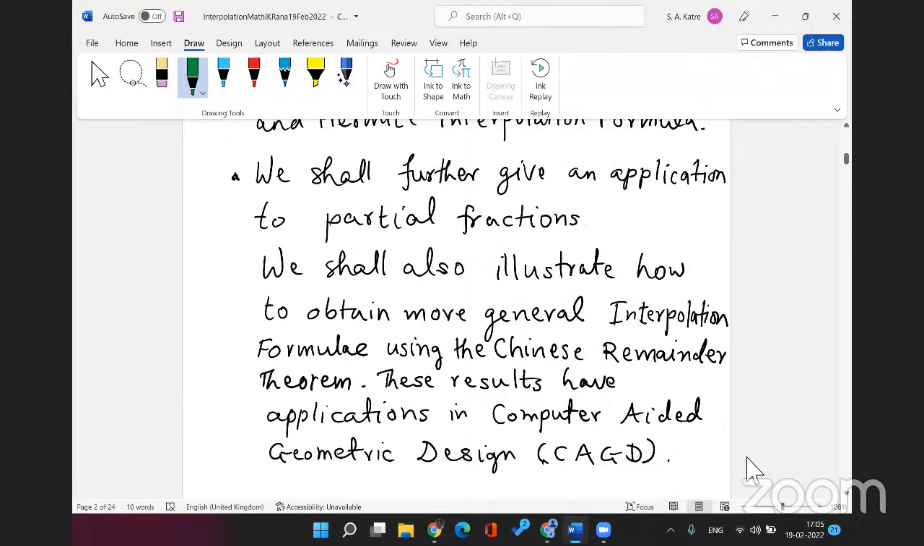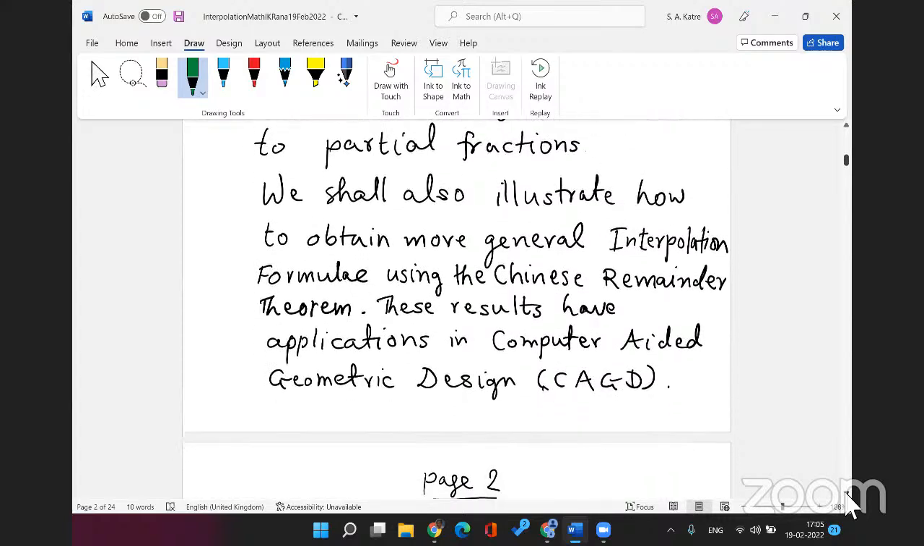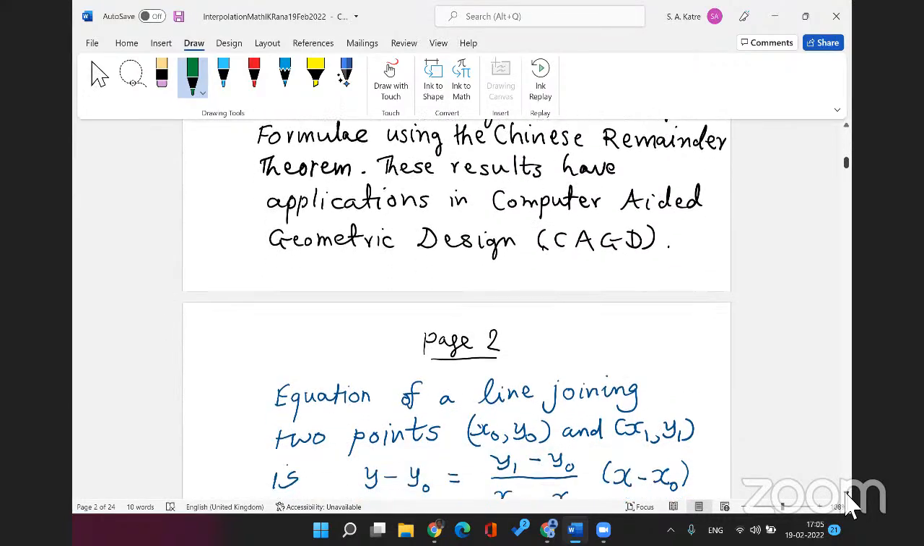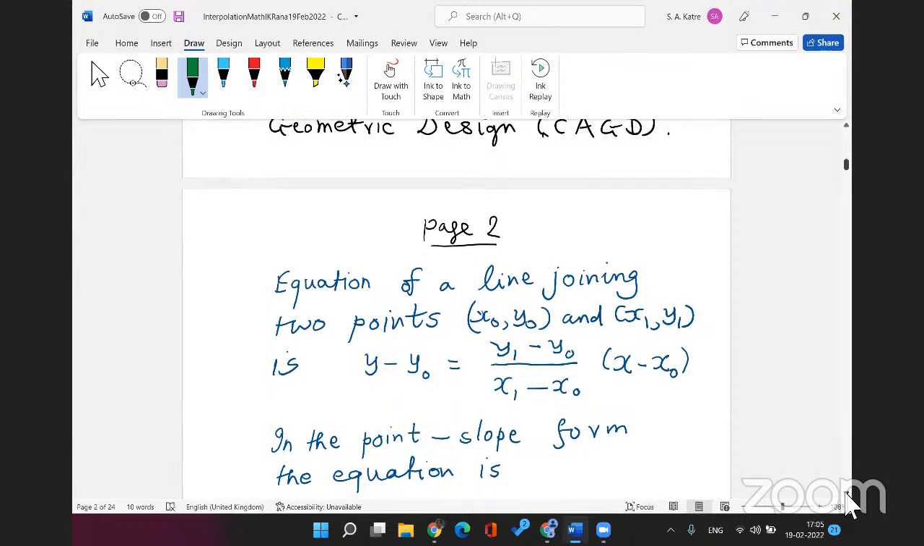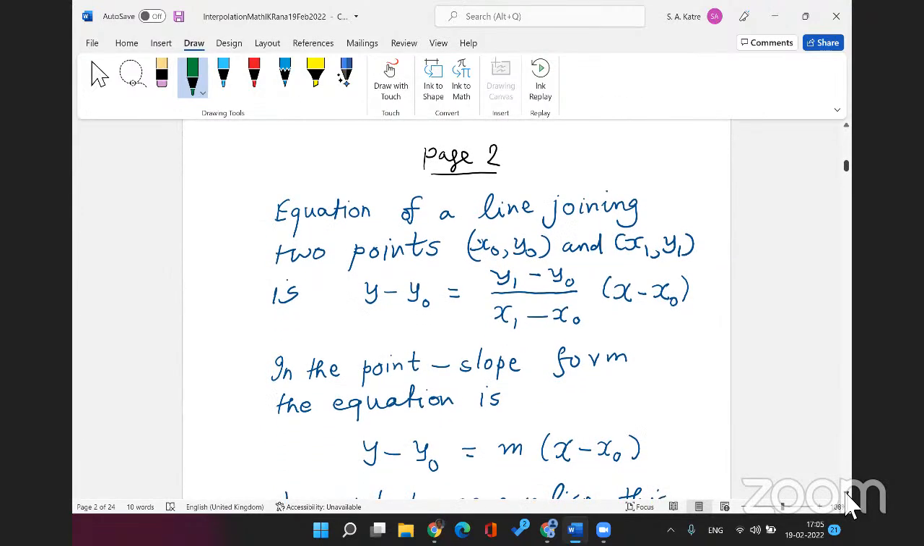So now these interpolation formulae that we will see, especially in Hermite's one, these are also useful in computer-aided geometric design, or usually it is called in short CAGD. Okay. So first of all, we will see these interpolation formulae. What are these, and then how we obtain these from the Chinese Remainder Theorem.